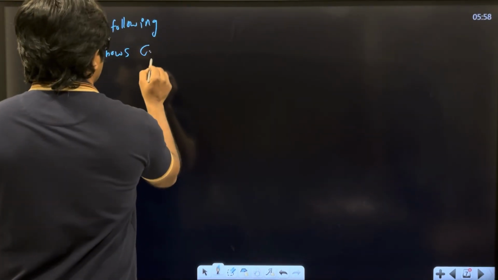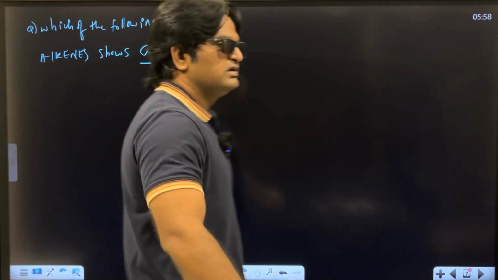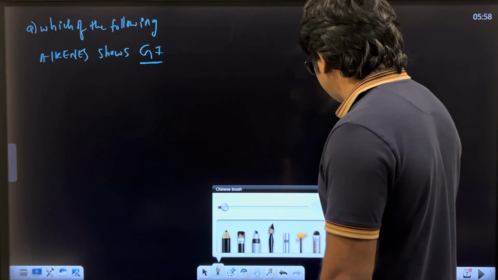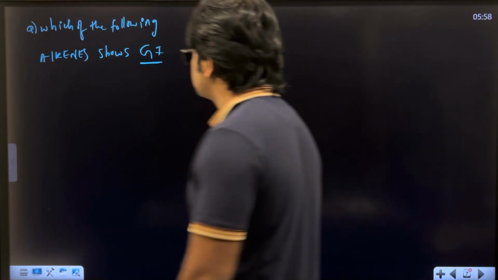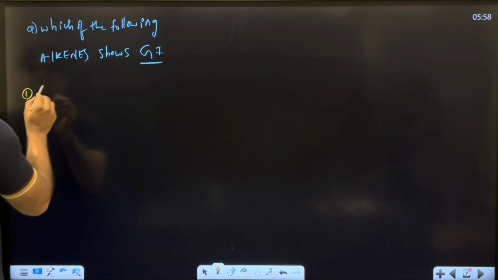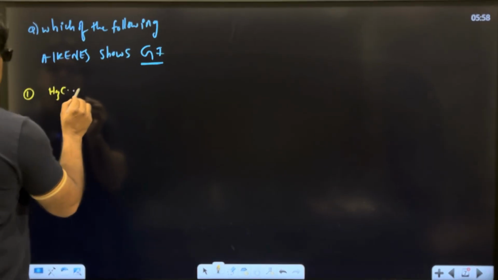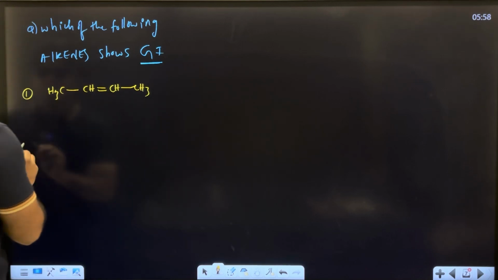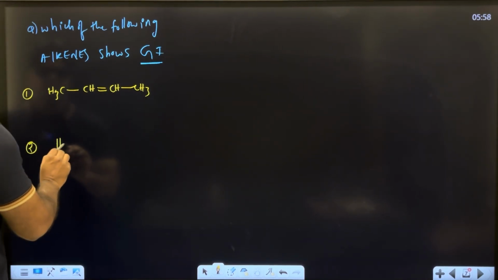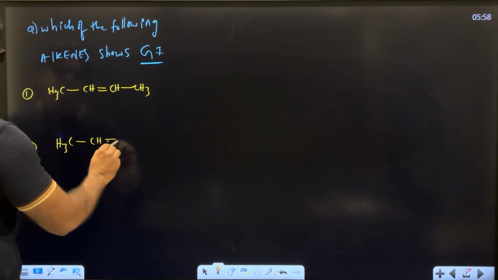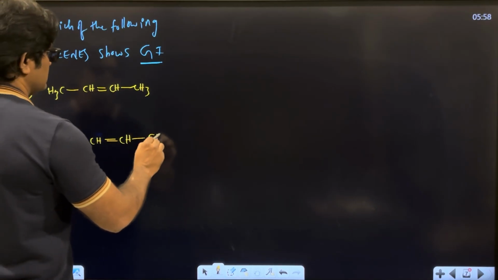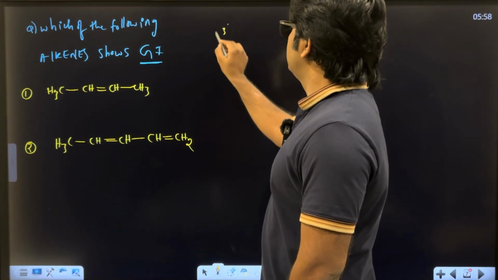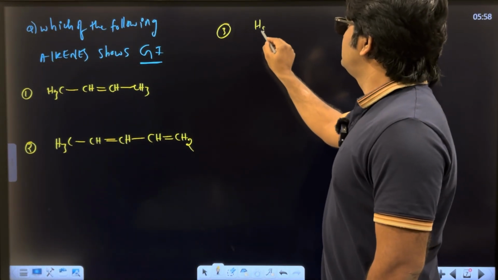Shows geometrical isomerism. GI is nothing but geometrical isomerism. I am giving a few examples. On the basis of that, identify how many of the molecules will show geometrical isomerism, right? Here the first one I am taking like this, CH3, CH double bond CH3. Now the second molecule, CH3 CH double bond CH, next one CH double bond CH2, and come to the third molecule here.